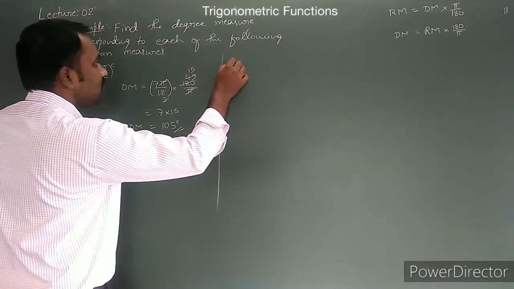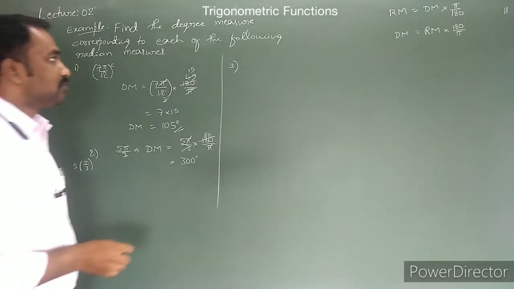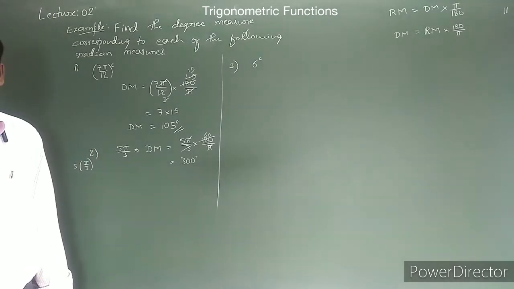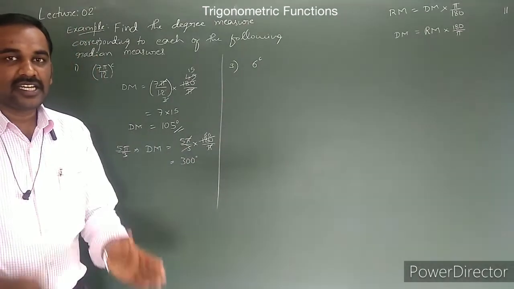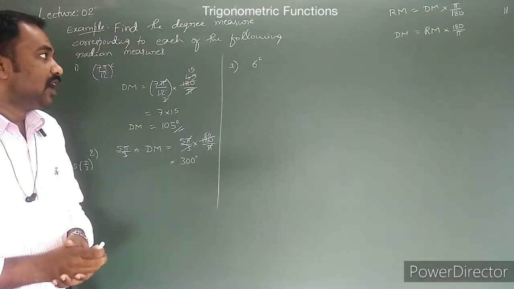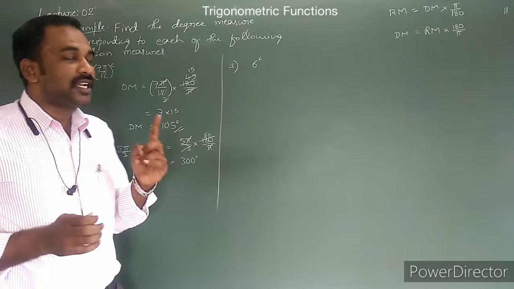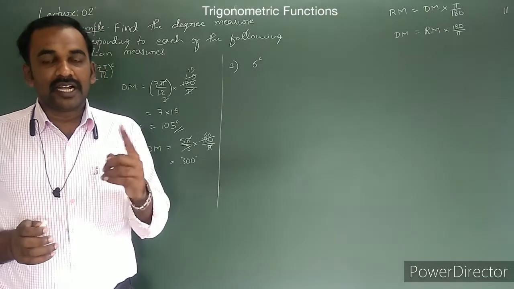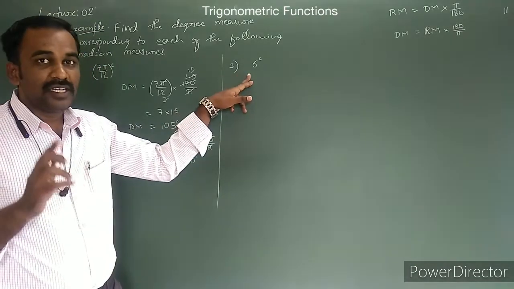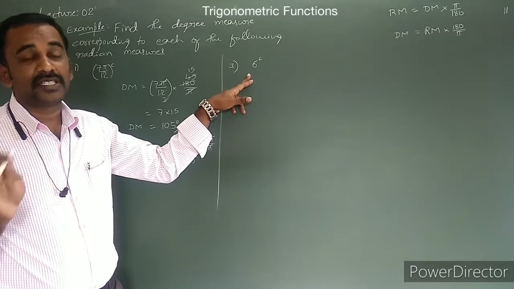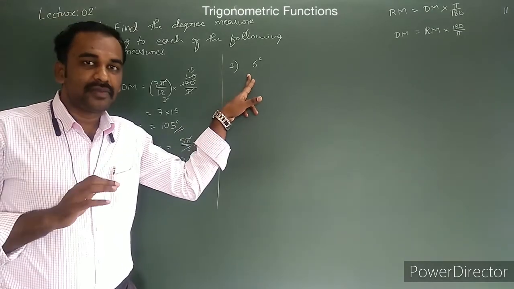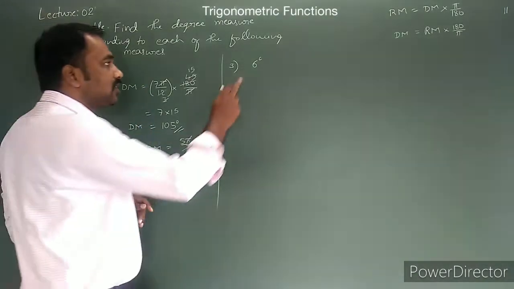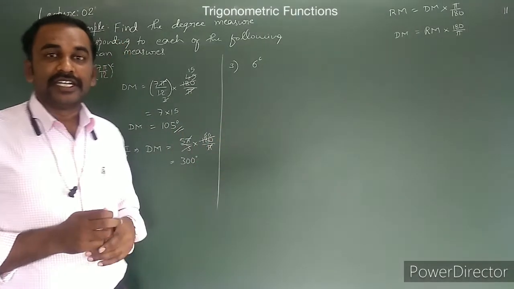Okay, next one. Similarly, the third one. What is the third one? Suppose they give 6 radian. Convert this 6 radian into degree measure. Already you know that 1 radian is equal to how many degrees? 57 degrees, 12 minutes and 21 seconds. Now here 6 radian is given, and pi is not there. So we have to convert this 6 radian into degree measure.